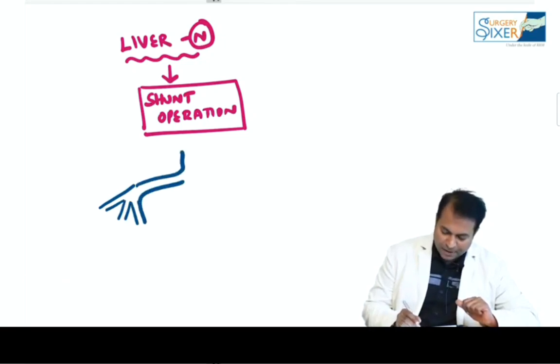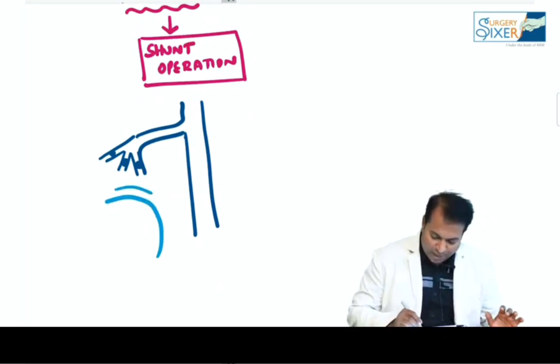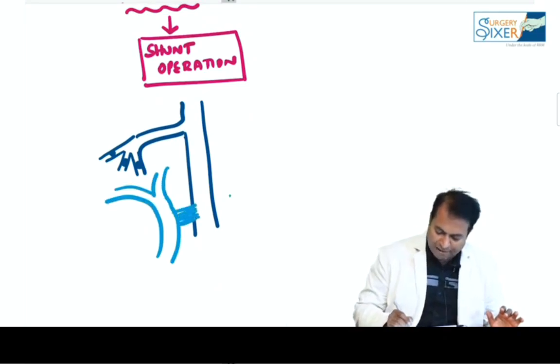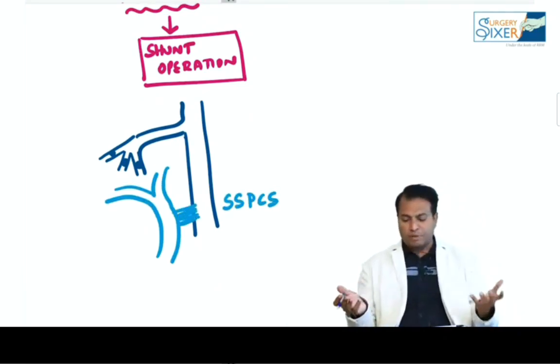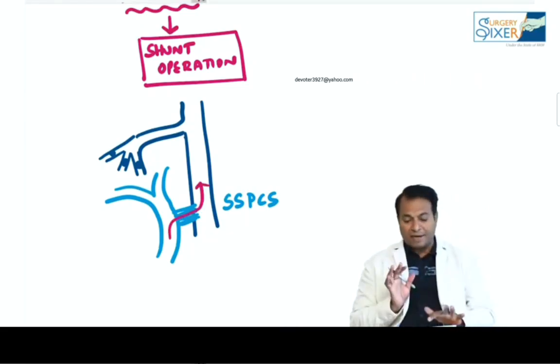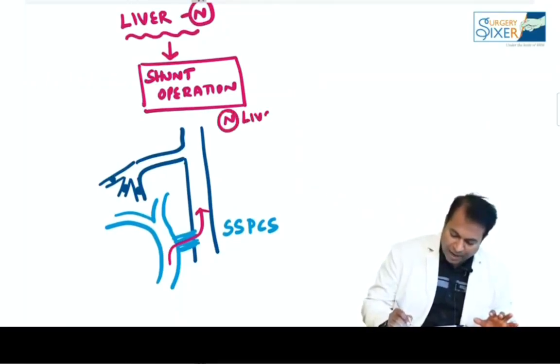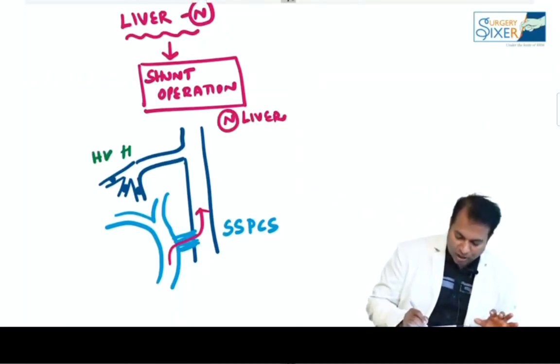So please remember, this is the IVC. If there is only hepatic vein thrombus like this, I can do one simple procedure, a side-to-side portocaval shunt. By just doing a side-to-side portocaval shunt, I will divert the blood like this and the varices and all will disappear. But this is possible only when the liver is normal and the case is a case of hepatic vein thrombus.